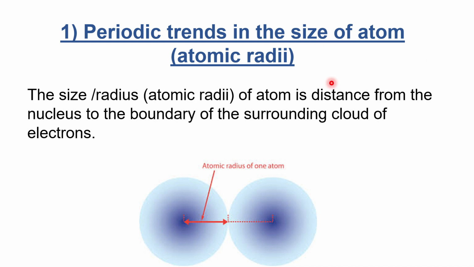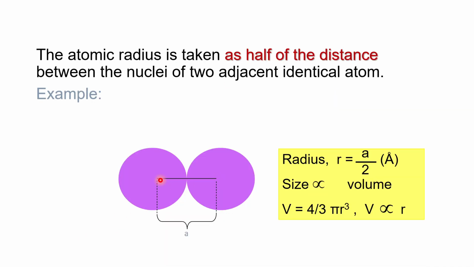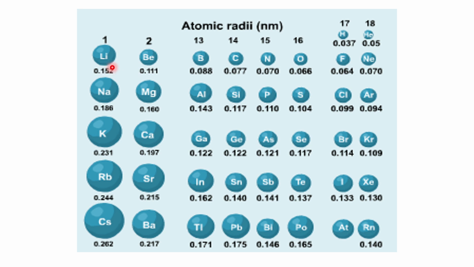The size of an atom is the distance between these two, and we take half. So this one we define as the atomic radius. From the periodic table, we can see that the trend of atomic radius across a period is that the size will decrease. For example, across period 3: sodium, magnesium, aluminium, silicon, phosphorus until argon, the size will decrease. And down a group, for example, down group 1 from lithium to cesium, the size will increase.